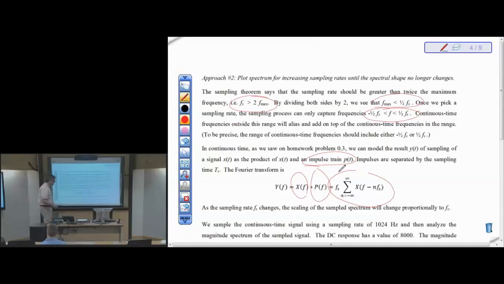So why does this matter? Well, first of all, if I change the sampling rate, I'll scale the shape of the spectrum, which you would have experienced in talking to me in office hours. This was a common question. Yes, the shape won't change if there's no aliasing, but the scaling will change based on your sampling rate choice. The shape will stay the same, the scaling changes.